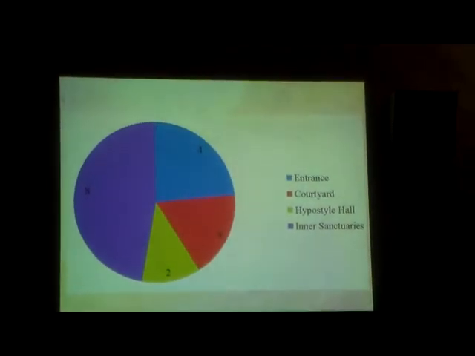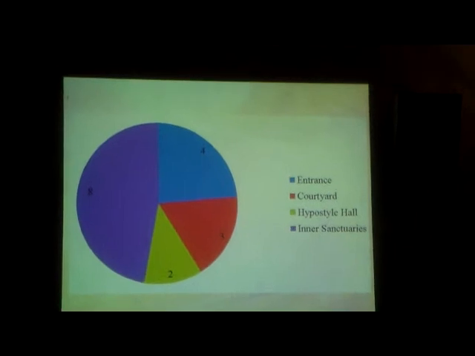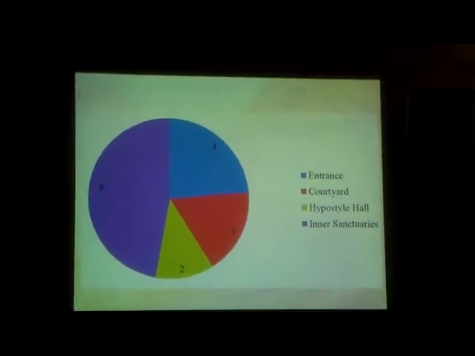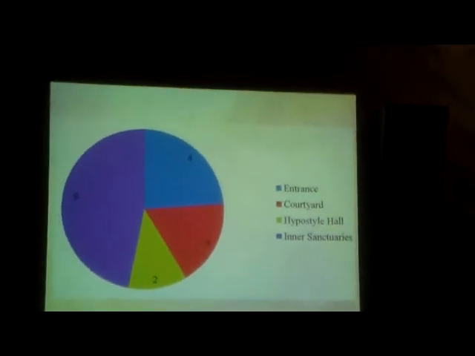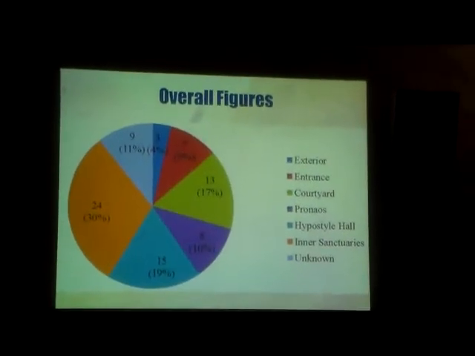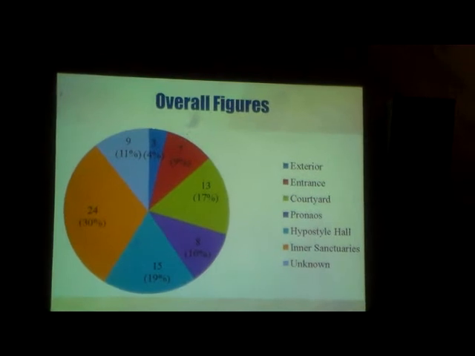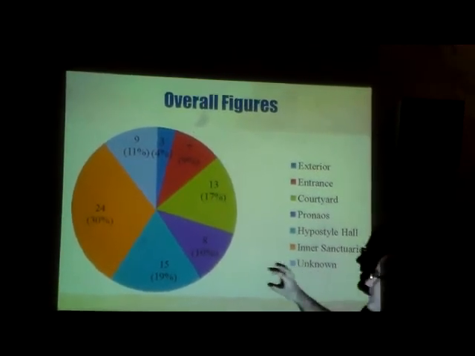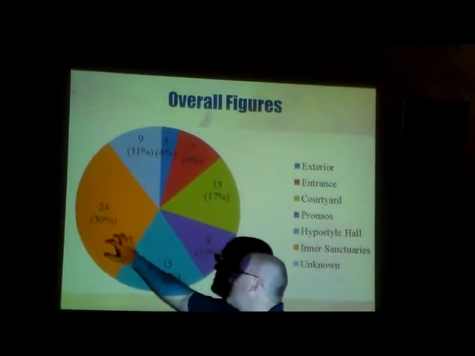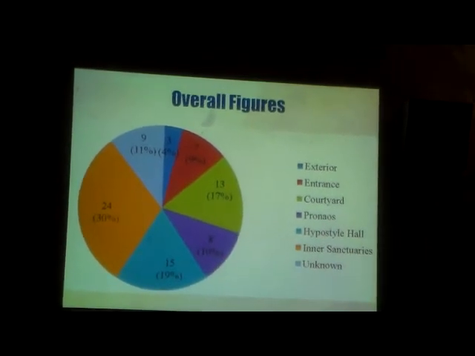So if we look again at their distribution, you see that they appear in the inner sanctuaries more than any other place. And to sum it all up as to the areas where you find them, if we add everything together, you find the rekhyt-rebus in the Holy of Holies more than any other part of the temple.